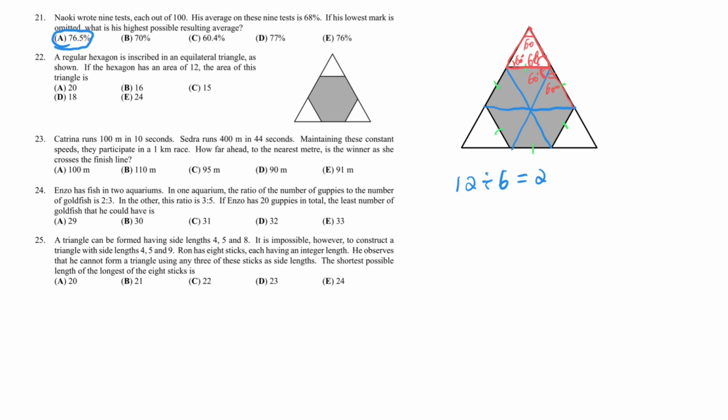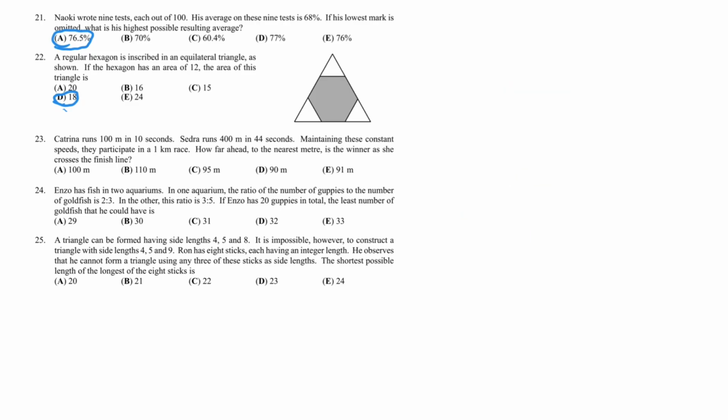So that means all 9 triangles are congruent. The big triangle's area equals 9 smaller triangles. Each smaller triangle has 2 square units, so the total is 18. Therefore, the answer to 22 is choice D.